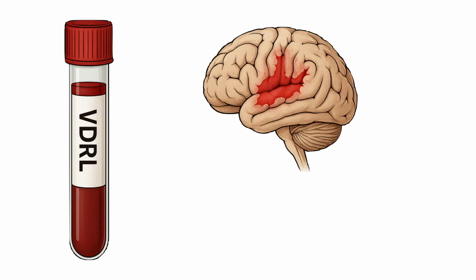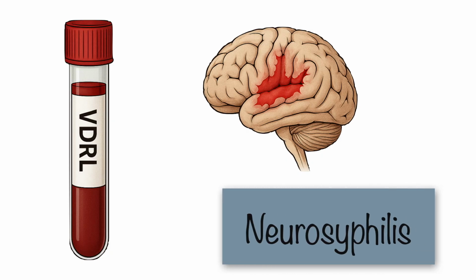The VDRL test is another test used primarily for syphilis screening, although the RPR is more commonly used in outpatient settings. Its most important role is in the diagnosis of neurosyphilis, as VDRL is the only validated test for use on cerebrospinal fluid. A positive CSF VDRL confirms neurosyphilis, although a negative test does not rule it out due to its lower sensitivity. Like the RPR, VDRL titers are also used to monitor treatment response, with an expected 4-fold decrease in titers at follow-up intervals, typically at 6 and 12 months after therapy.